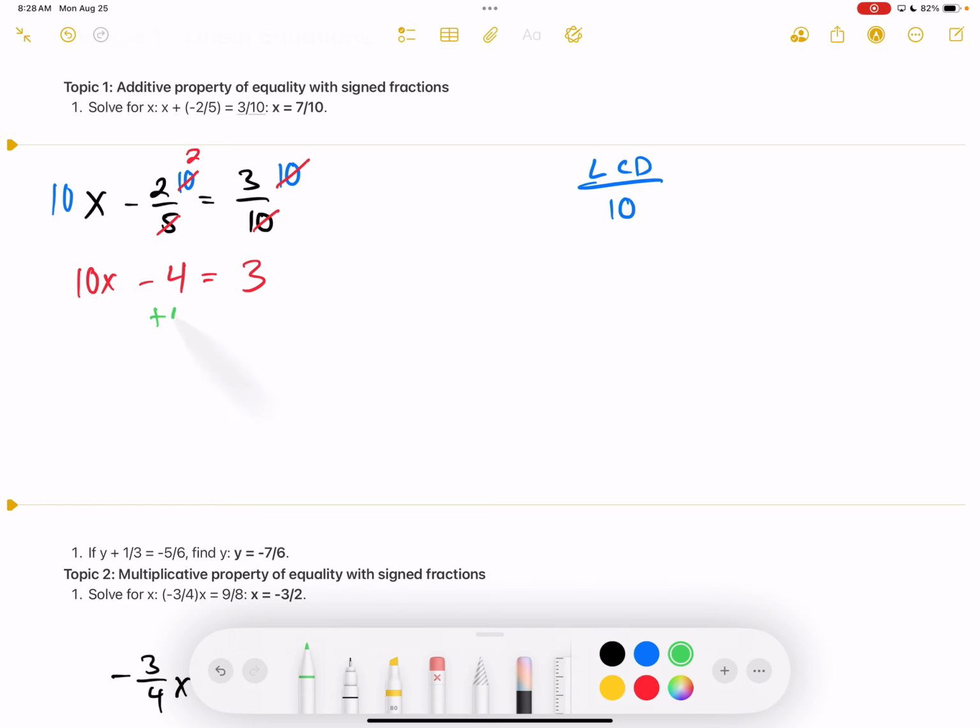So now, 99% of you can solve this one. You just solve for x, so I add 4 to both sides. So I get 10x equals 7, and then divide by 10, and x is 7/10.